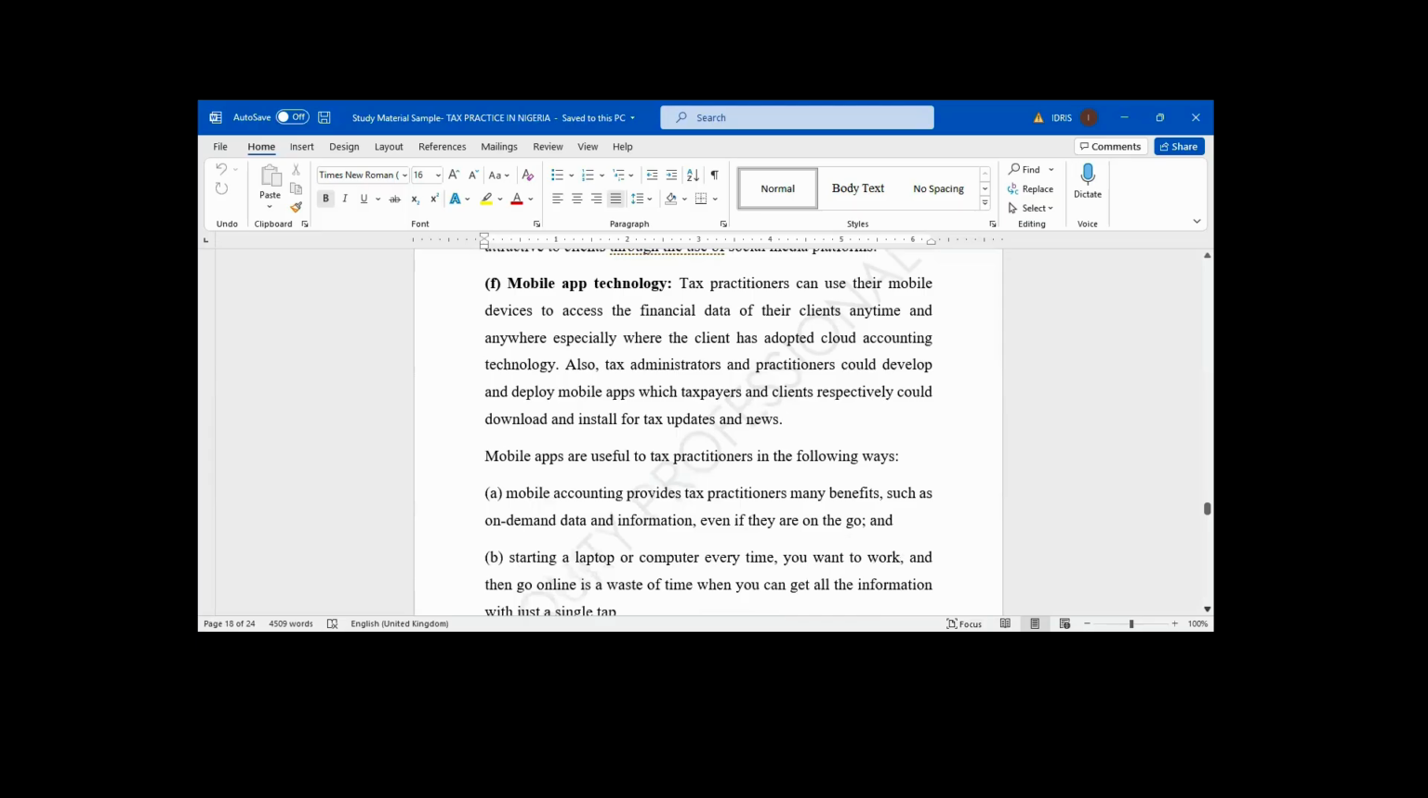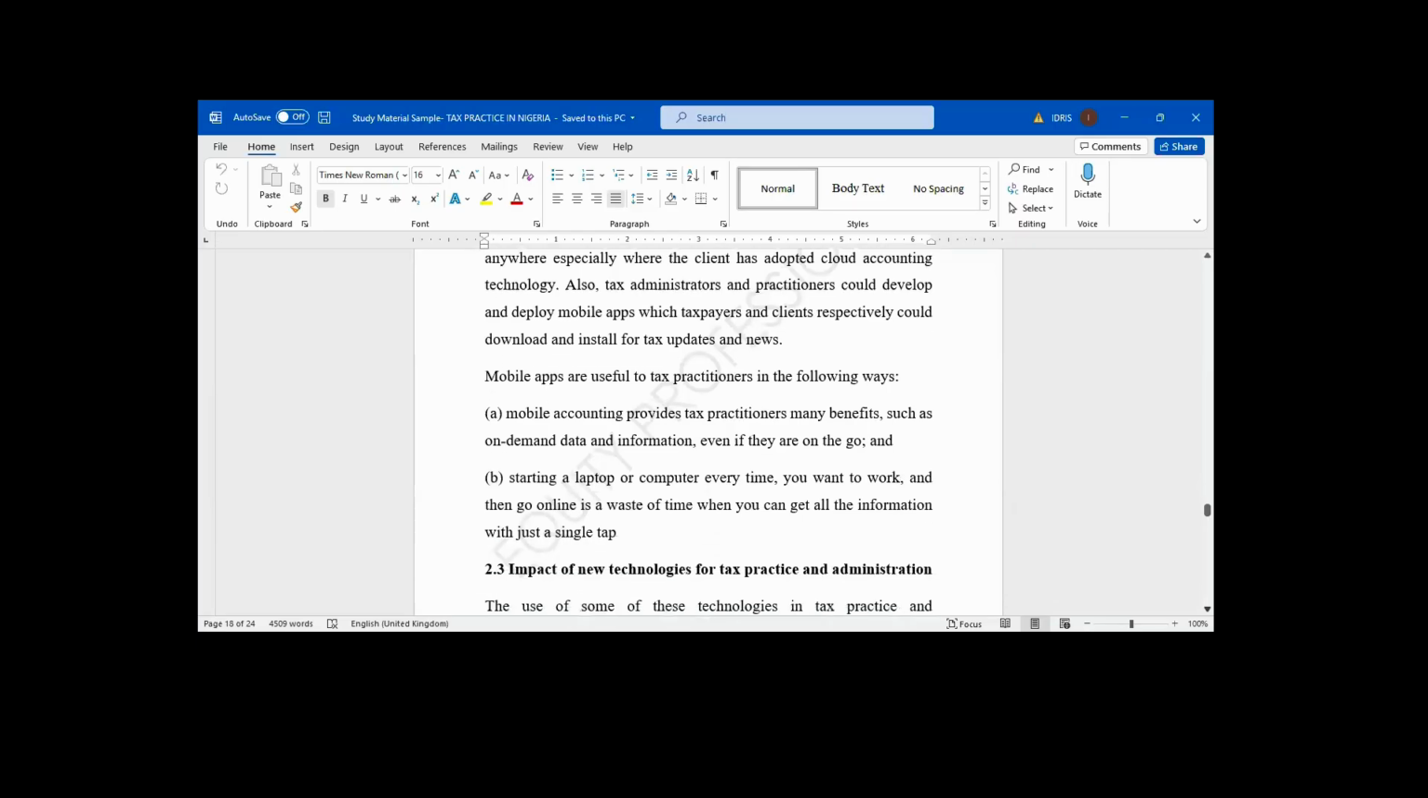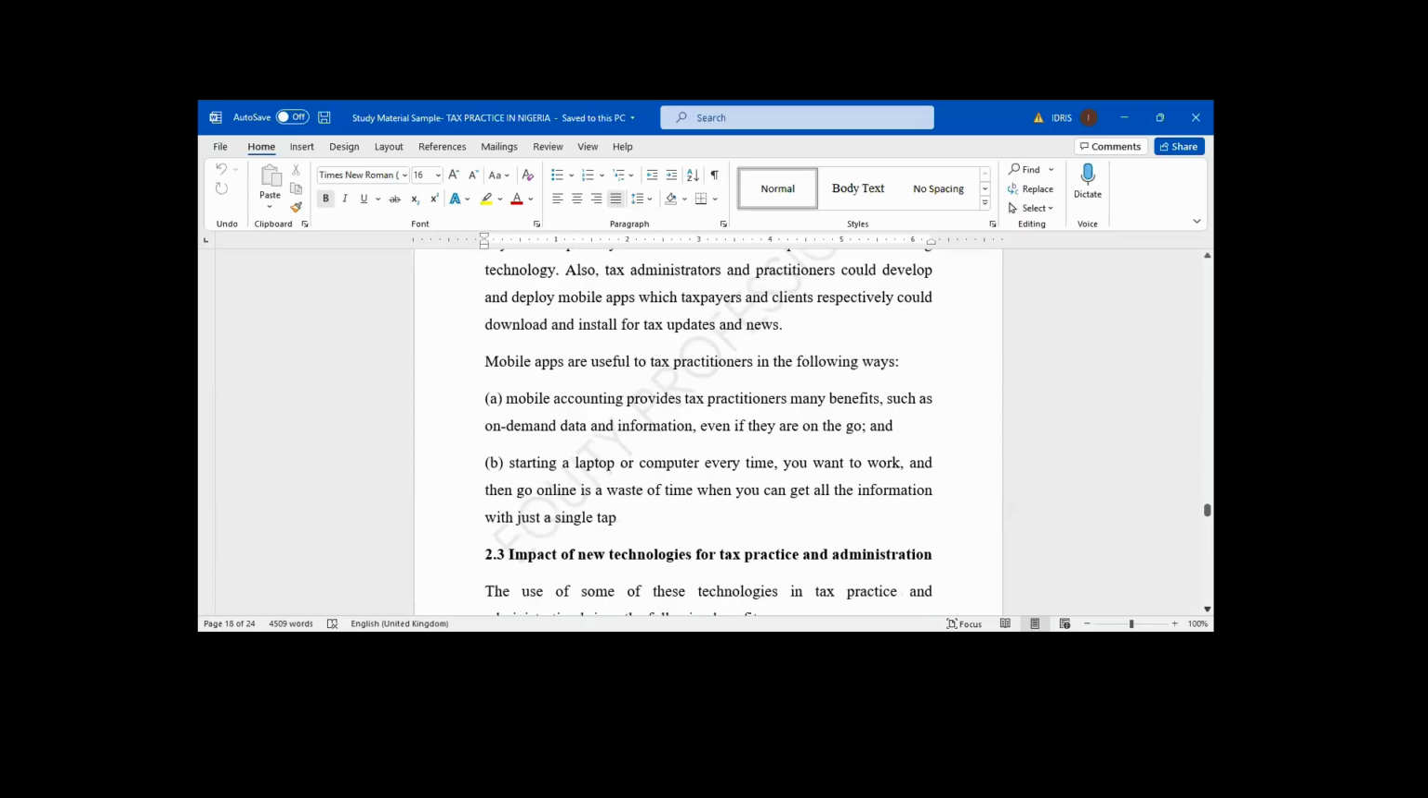So mobile app technology provides tax practitioners many benefits, such as on-demand data and information, without starting up a laptop or computer at any time. That means you can work online without wasting time. So that is mobile app technology.